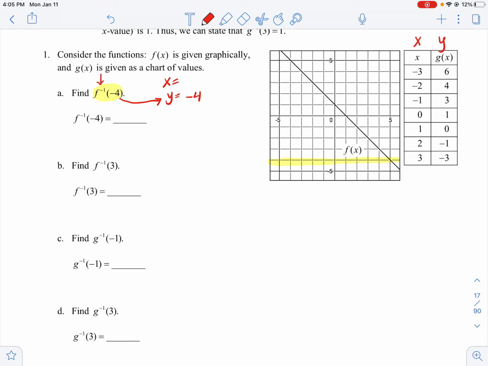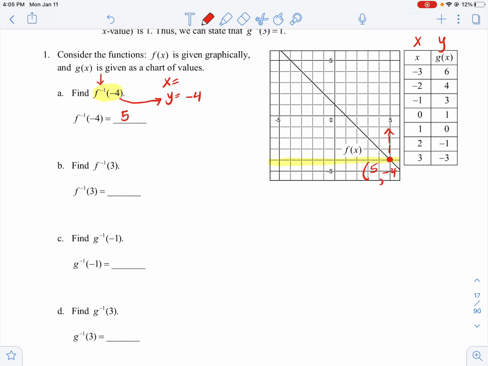This is the only point on this graph that has a y value of negative 4. Now, what we're being asked is, what's the x of that point? The y of that point, we already know is negative 4. What's the x of that point? The x of that point is 5. So our final answer for f inverse of negative 4 is simply 5. When x is equal to 5, the y is negative 4.